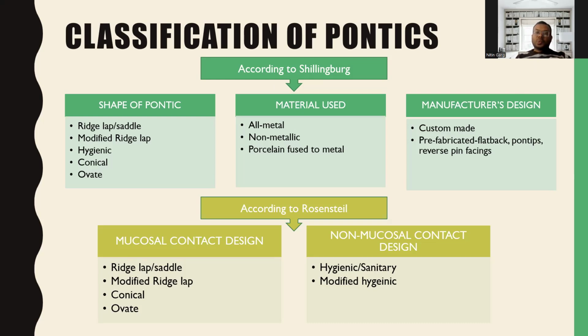Now, coming on to the main classification, which is more useful for your exam or practical purpose, is the shape of Pontic. It includes ridge lap, also called the saddle type of Pontic, modified ridge lap, hygienic, conical, and ovate. So the five types are ridge lap, modified ridge lap, hygienic, conical, and ovate. We're going to talk about this classification in detail, the indications, contraindications, advantages, and disadvantages of all types of Pontics, in the upcoming slides.